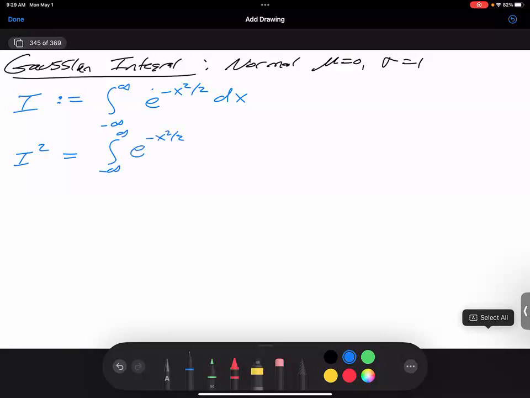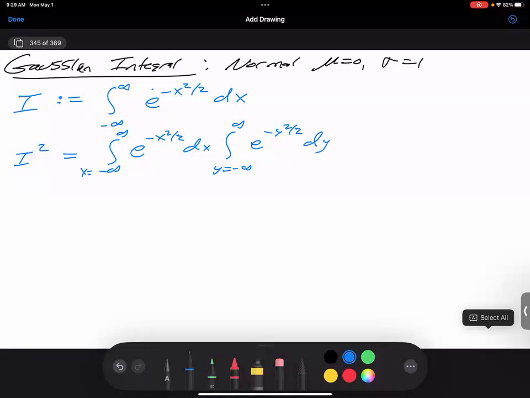times the integral, and I'll write this with y going from negative infinity to infinity, e to the minus y squared over 2 dy? Is that true? What have I done? Why is this true? Yeah, the two integrals are the same.